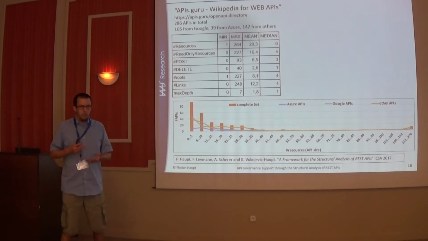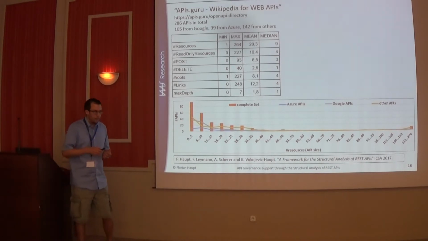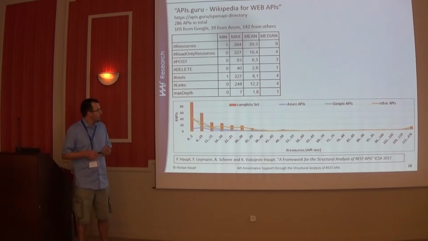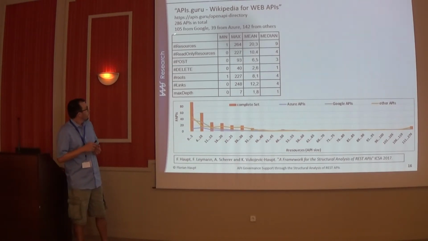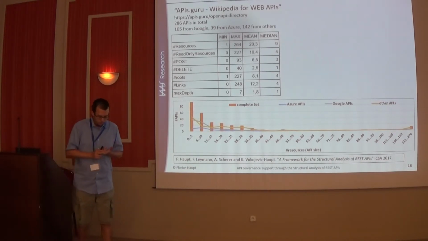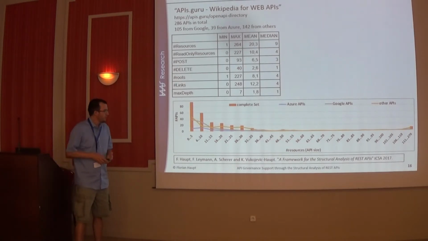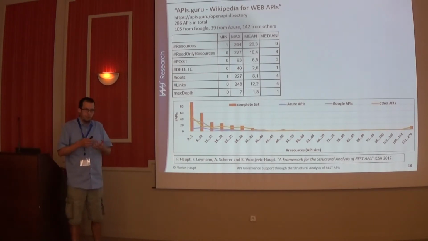Now, when we had a look at the set of APIs that we analyzed, what we discovered is that there are two notable subsets in this repository, and these are the lines here. There are 105 APIs from Google and 39 from Azure. As these are quite big subsets from only one provider, we took a detailed look at whether they have different characteristics than the overall set.